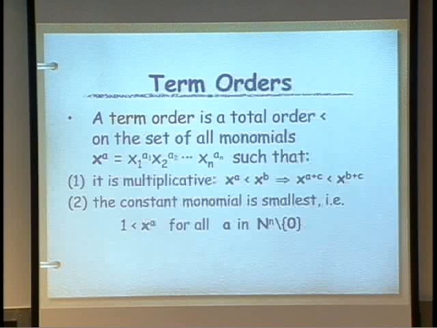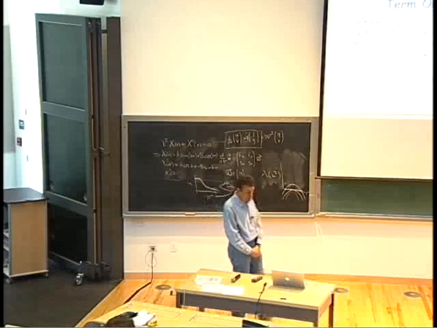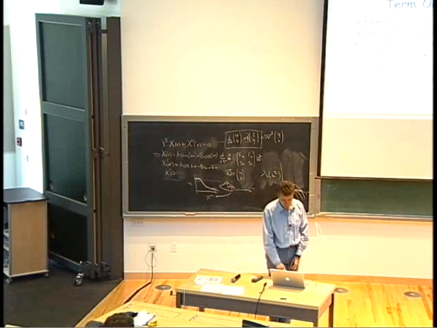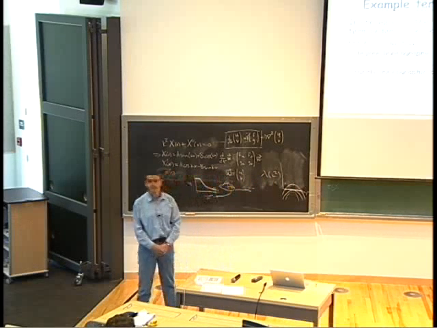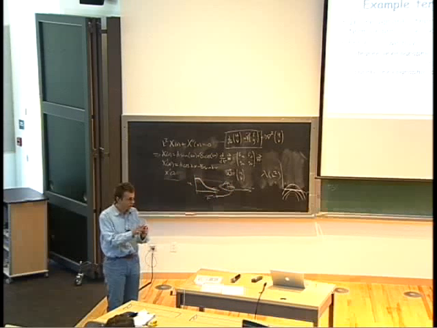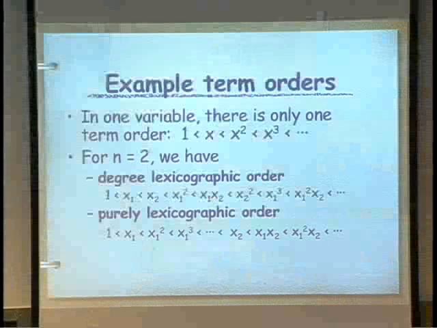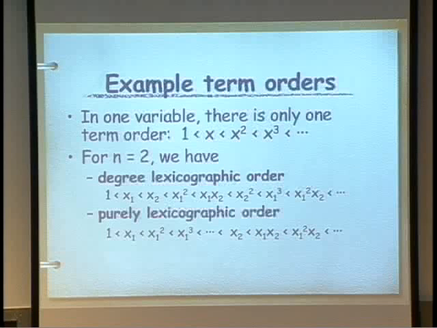So these two rules specify a term order, and there are uncountably many choices of such term orders if there's more than one variable. In one variable, of course, there's only one term order. Because 1 is the smallest, 1 is less than x. But if 1 is less than x, we can multiply them both by x, so x is less than x squared. Now we can multiply them by x again, so there's only one order. But for n equals 2, there are many orderings, including the degree lexicographic order and the purely lexicographic order.